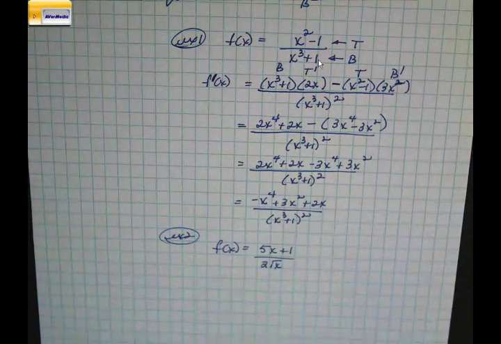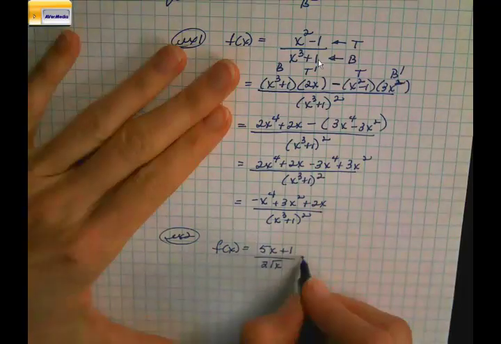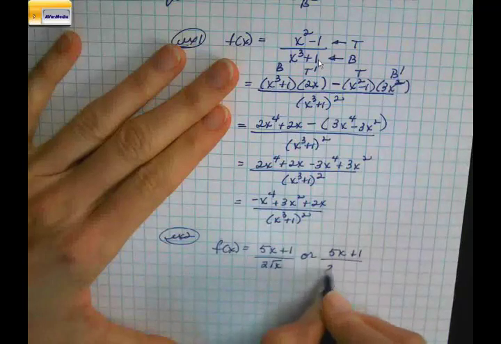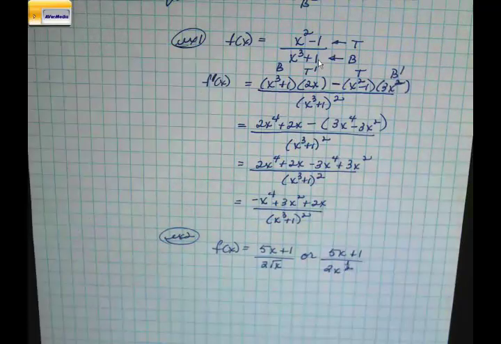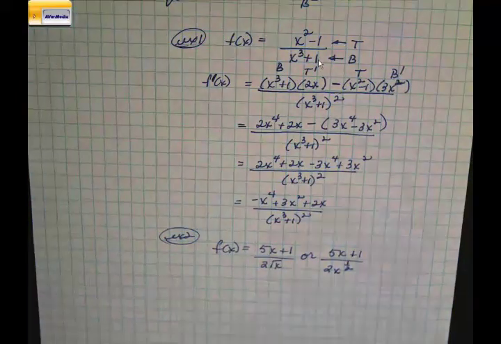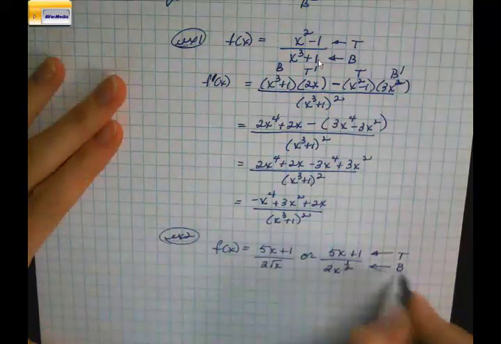Okay, when you see that radical and you're going to take the derivative, you need to convert it to an exponent, a fractional or a rational exponent. So I would redo this right now: 5x plus 1 over 2x to the 1/2 power. This is the top, and this is the bottom.